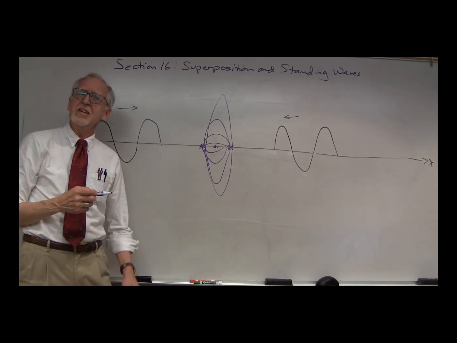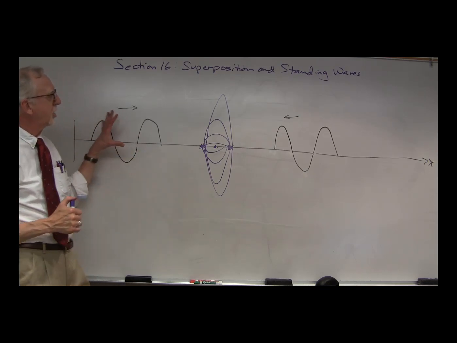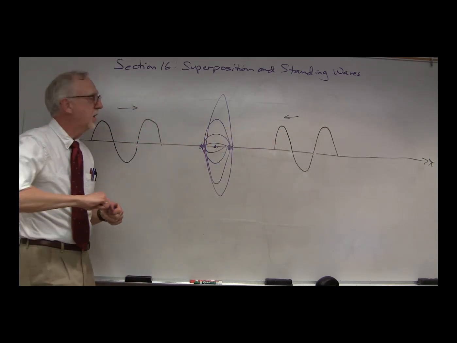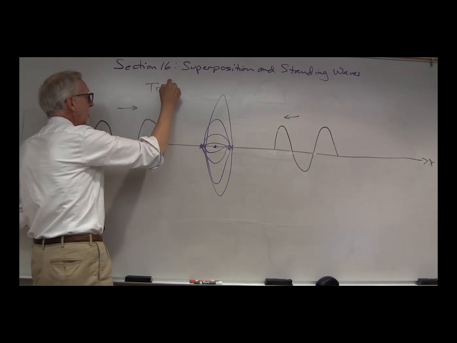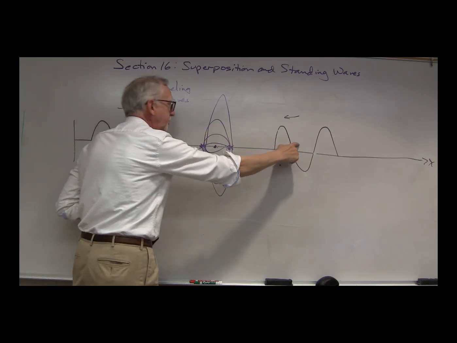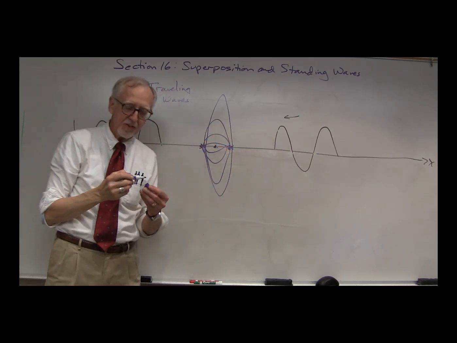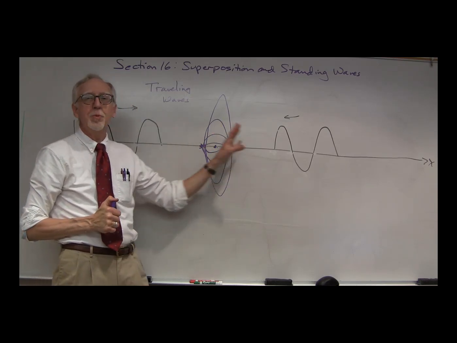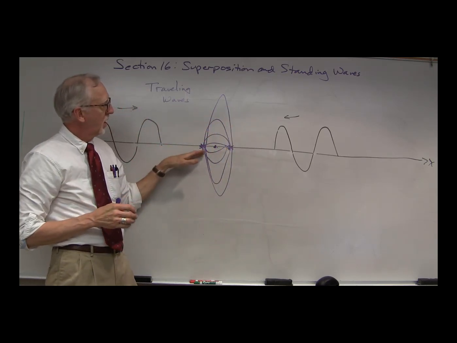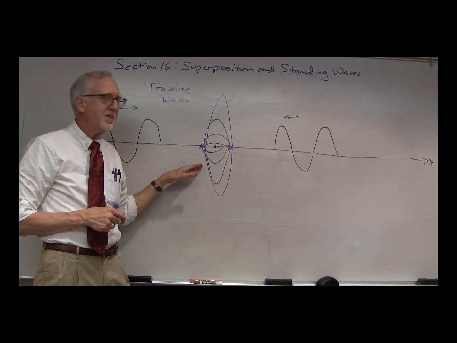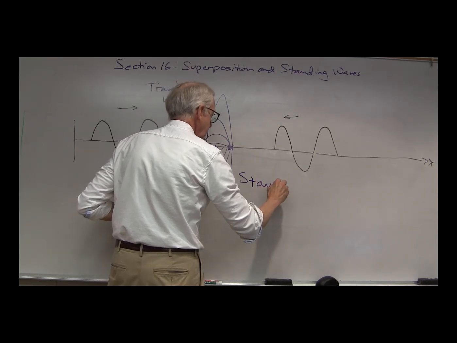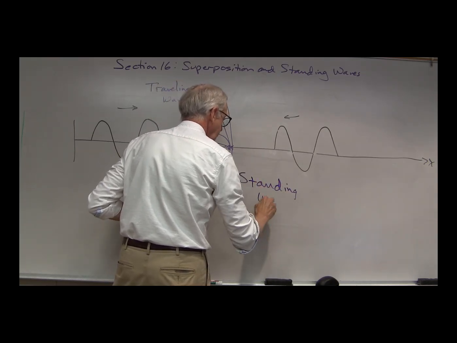We end up with a very different looking kind of wave. It doesn't look like this wave or this wave. These look like waves that are moving. We call these traveling waves. This one and this one. But this wave doesn't look like it's traveling. It's the sum, or the superposition. The superposition means the combination of the two waves, which doesn't seem to be traveling. It seems to be stationary. It's what we call a standing wave.